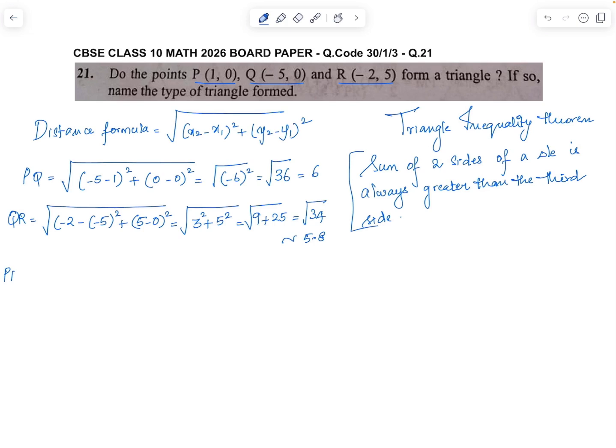Then for the third side PR, which is root of (-2 minus 1) the whole square plus (5 minus 0) the whole square, which is equal to root of (-3) the whole square plus 5 square, which is again root of 9 plus 25, that is root 34, which is approximately 5.8.